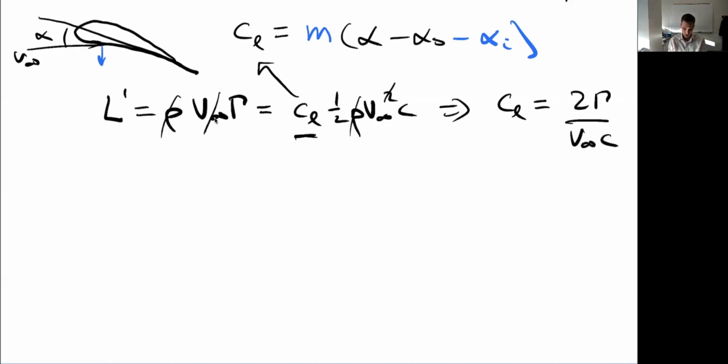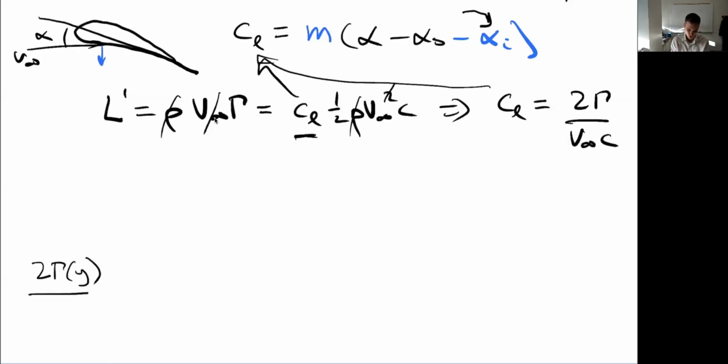Okay, so I'm going to plug that in to here, and I'm going to plug my expression for the induced angle of attack on the last page into here. And so now I get this big long expression, and I'm going to explicitly write that gamma here is a function of y.